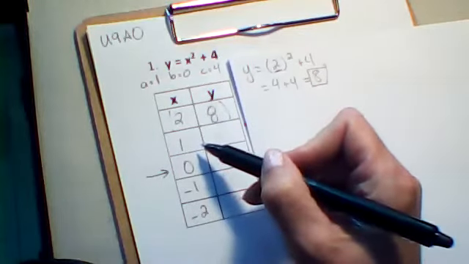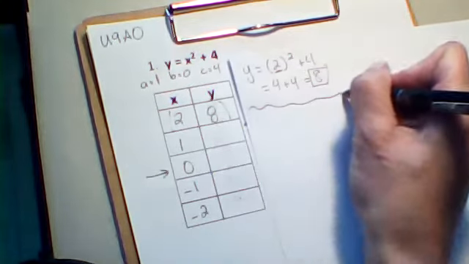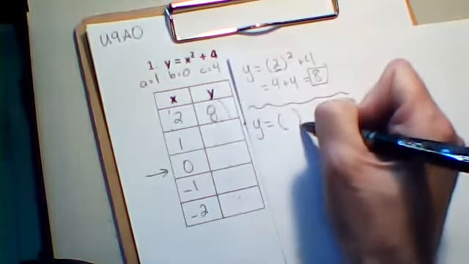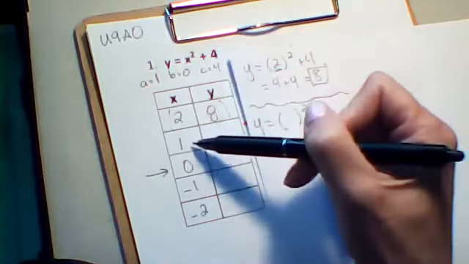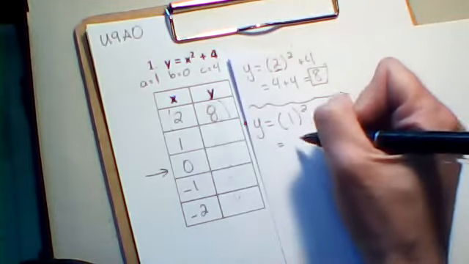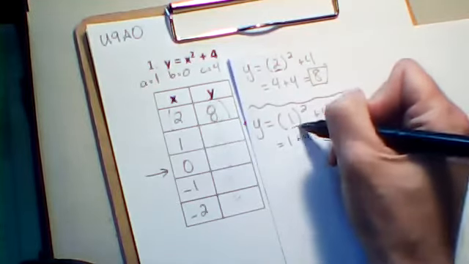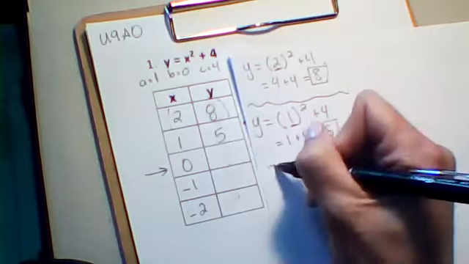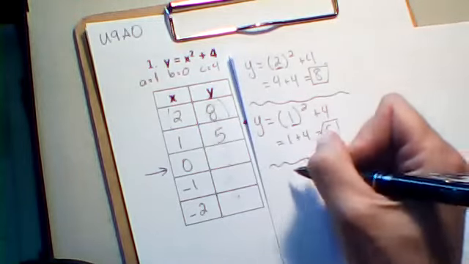Now we need another point we can graph, so we put a 1 where our x is. I always just kind of go like that so I can find my work easier later. I substitute a 1 for x in the original equation. 1 squared is 1 times 1, that's 1, plus 4 is going to be a 5. So when x is 1, y is 5. That's another point you can graph, and you just keep going through on all of these. It's not exciting, but it's not too difficult.